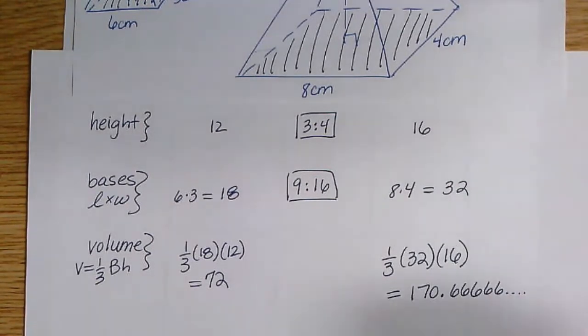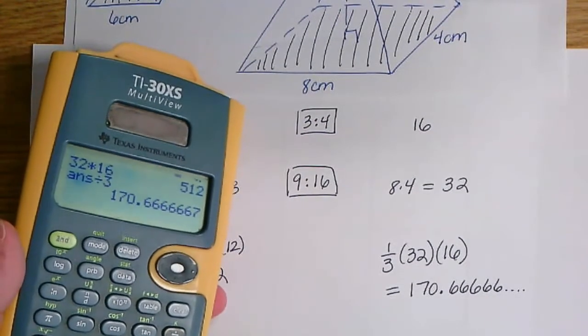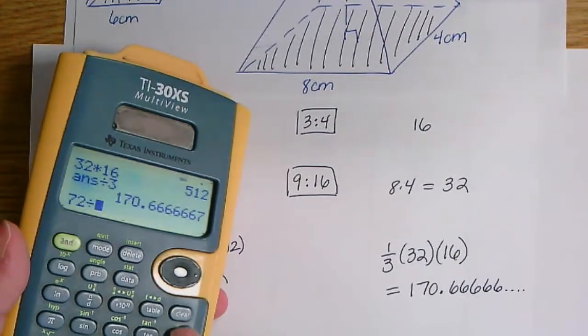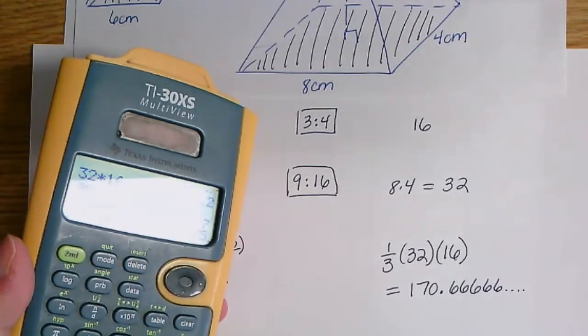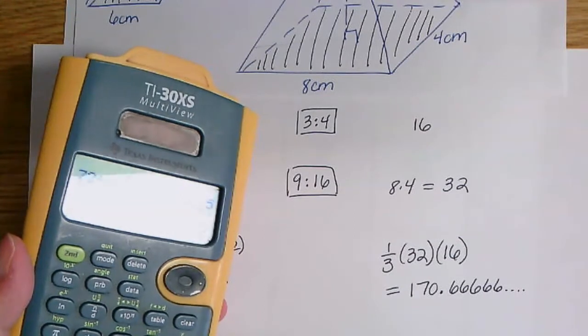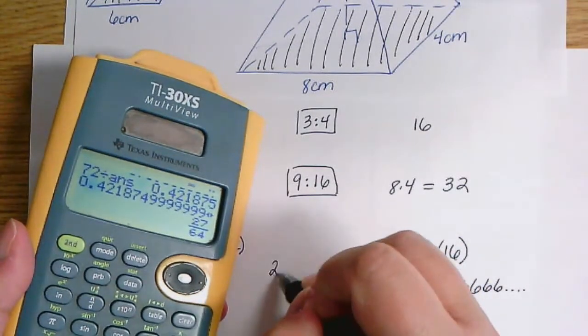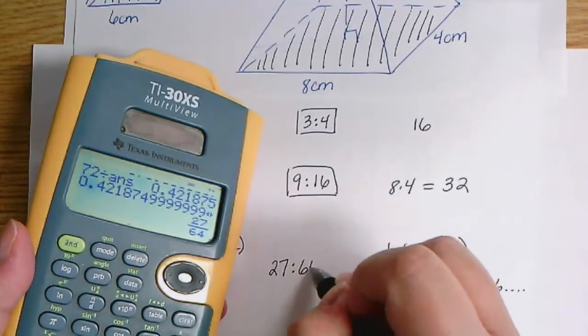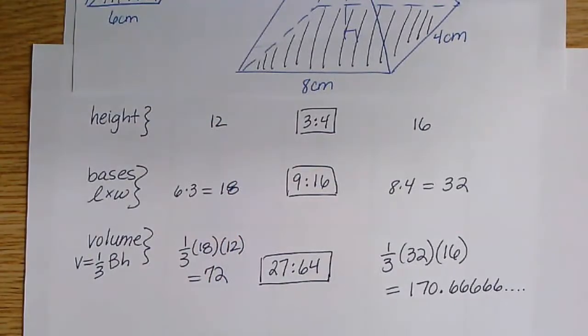So let's see what ratio this is. Okay, so 72 divided by, and I could type that in, or I could just say answer, and I get 27 over 64. So that's my ratio. 27 to 64 is the ratio for the volumes. Again, it's not 3/4. So let's go to our chart and fill this information in.